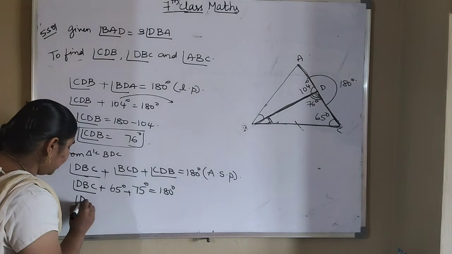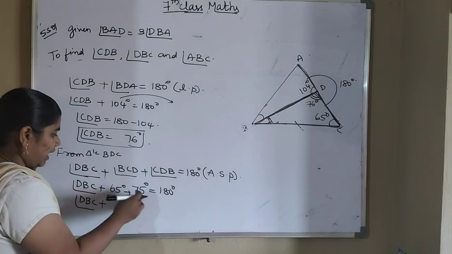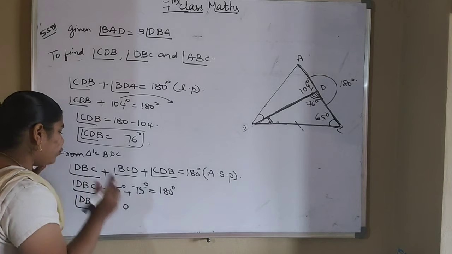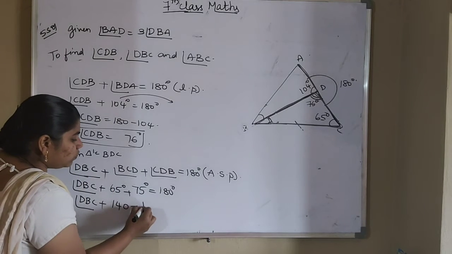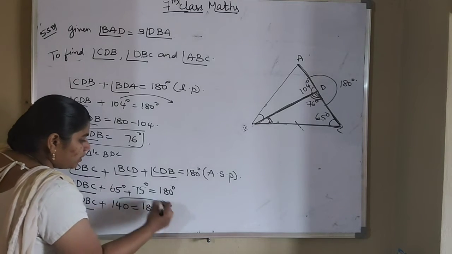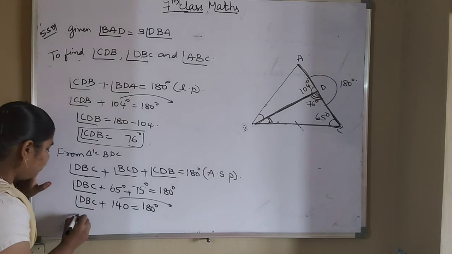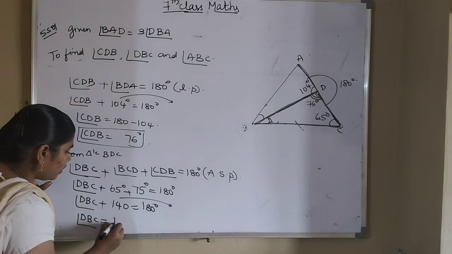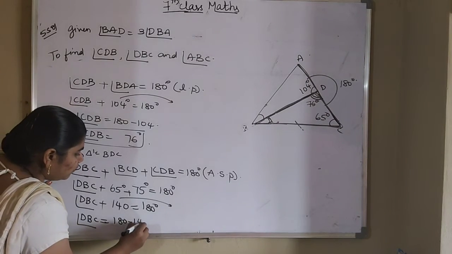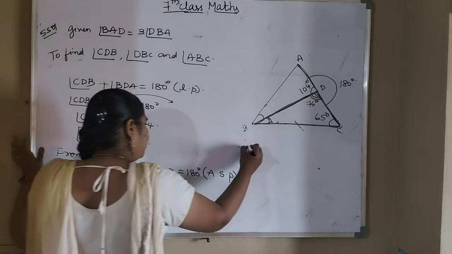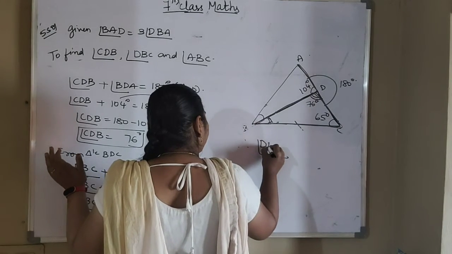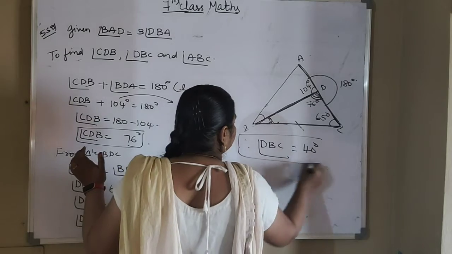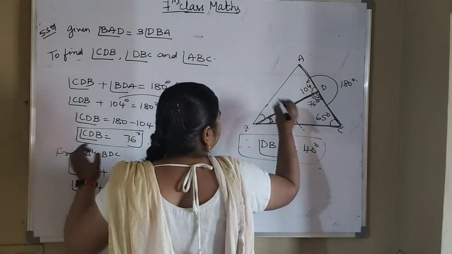So angle DBC: add these two values, 5 plus 5 is 10, 12, 13, 14, that is 140, is equal to 180. Transpose 140 to the other side. So angle DBC will be equal to 180 minus 140. Therefore, angle DBC you got as 40 degrees. So this one you got as 40.